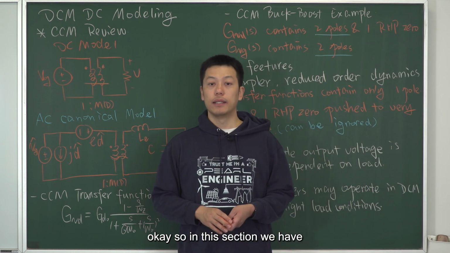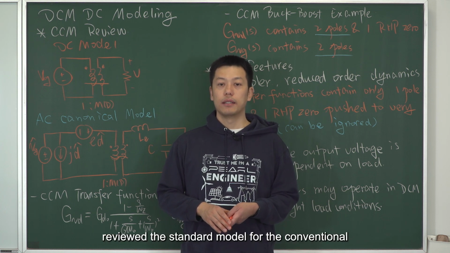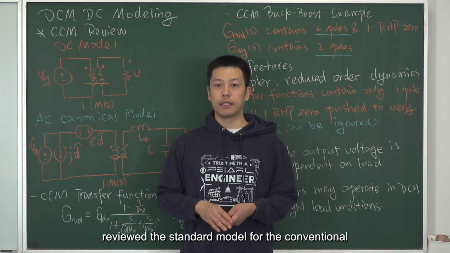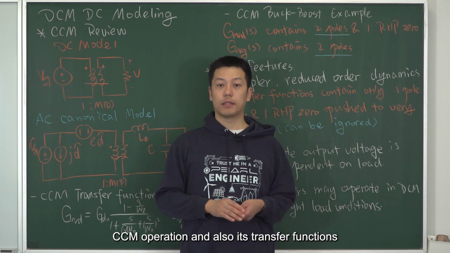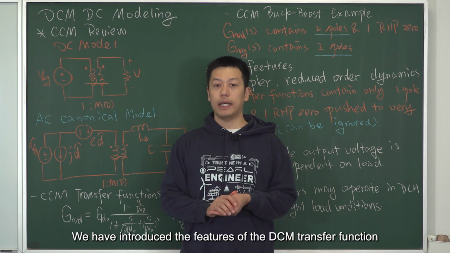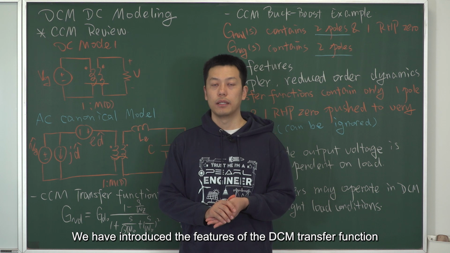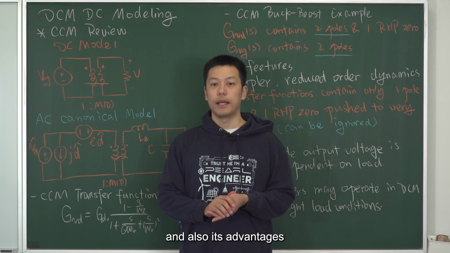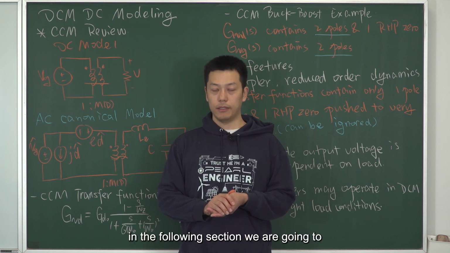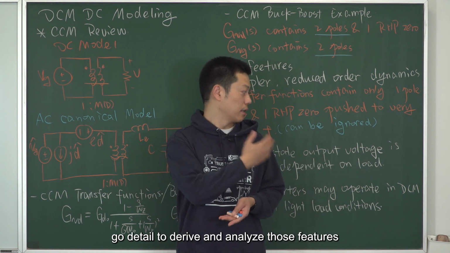Okay, so in this section, we have reviewed the standard model for the conventional CCM operation and also its transfer functions. We have introduced the features of the DCM transfer function and also its advantages. In the following section, we are going to go into detail to derive and analyze those features.